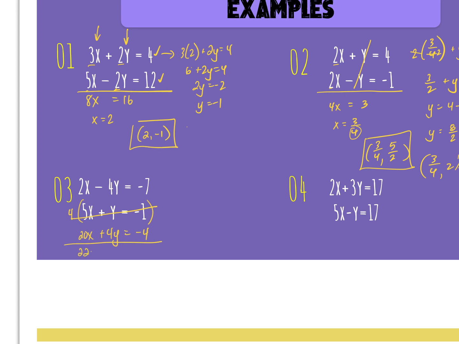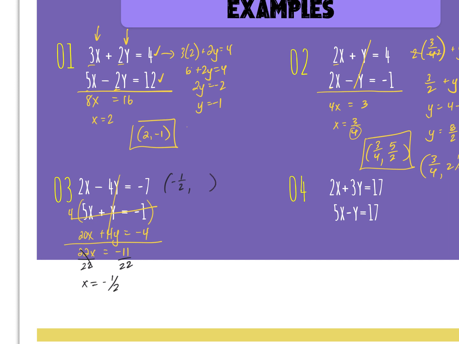I'm going to get 22x. My y's cancel, and I'm going to get negative 11. So I'm going to divide by 22, and I'm going to get x equals negative 1/2. And again, I have my first value in my ordered pair. x is negative 1/2. Now I need to find the y.